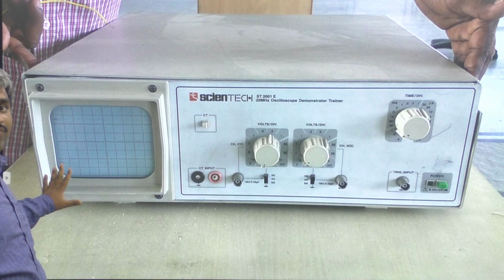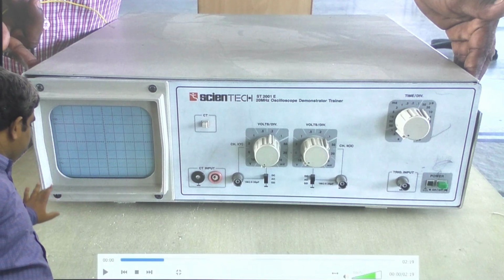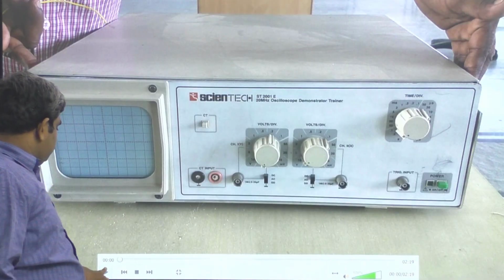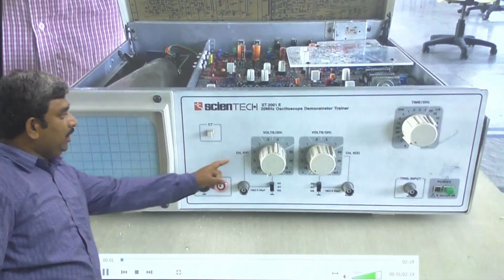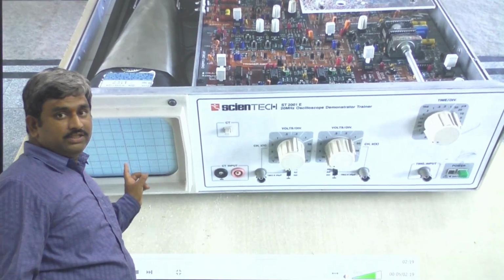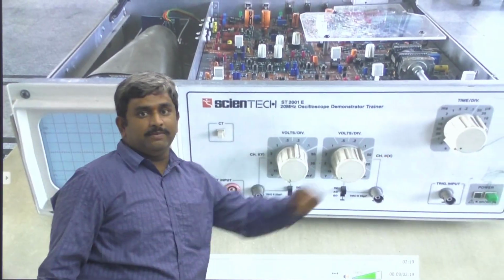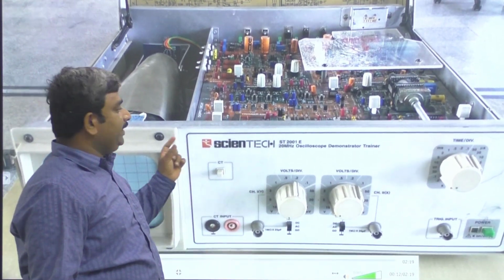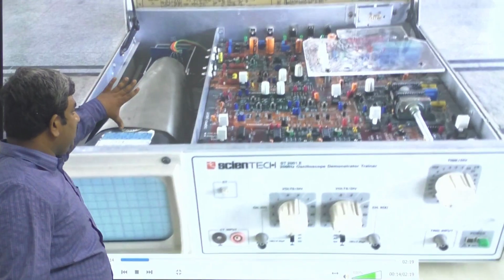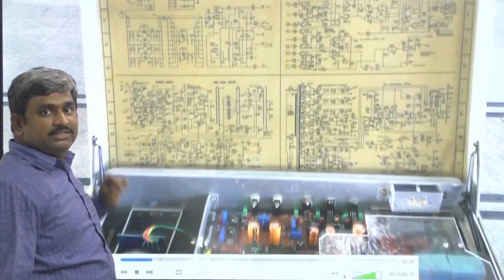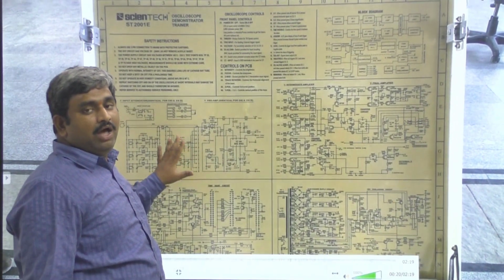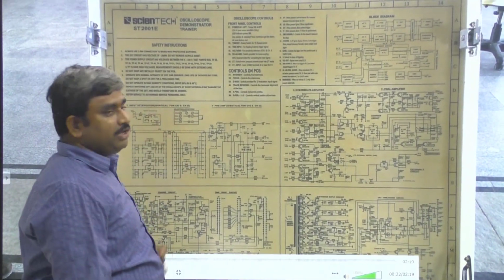So this is the CRO front part. Here are the channel volts per division knobs, channel 1 and channel 2. And this is the CRO screen, and that is the times per division knob. Okay, and let us come to here. This is the CRT tube. And these are the instruction manuals and circuit diagrams.